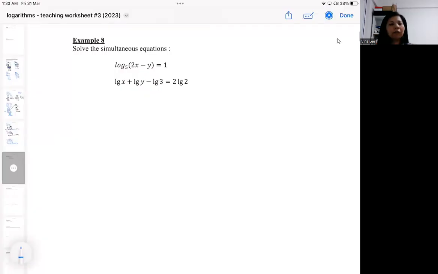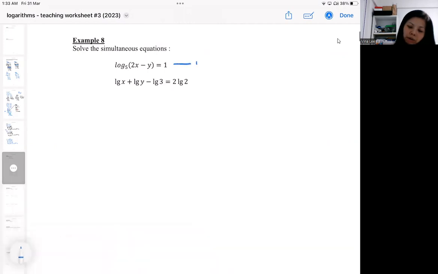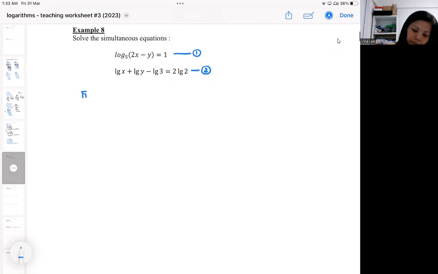Okay, so in the previous teaching worksheet, we have encountered simultaneous equations that involve indices and logs. I think I mentioned in the previous section that you could also have two logarithms, and then your job is to solve a simultaneous equation. So whatever it is, we try to reduce it to a normal looking equation. Okay, so for example, the first one. How do you get to a normal looking equation?